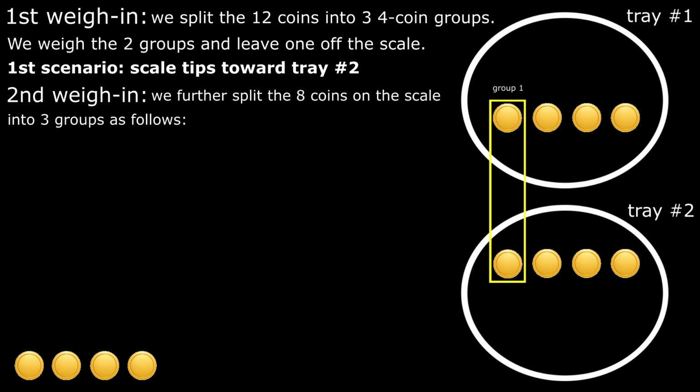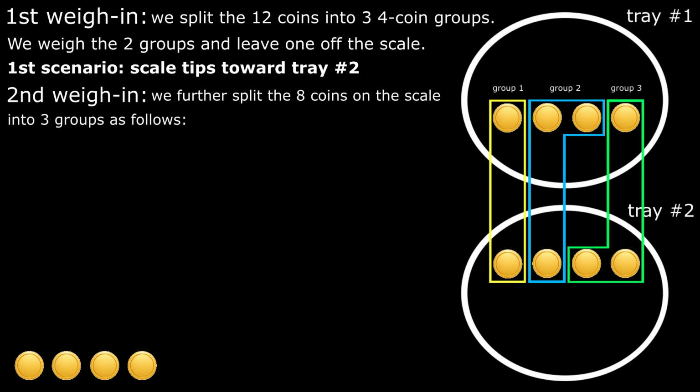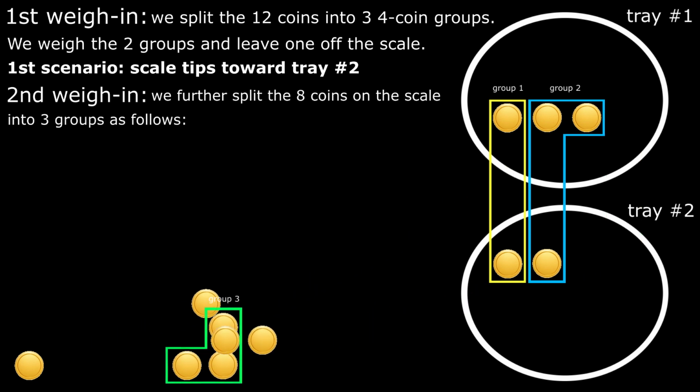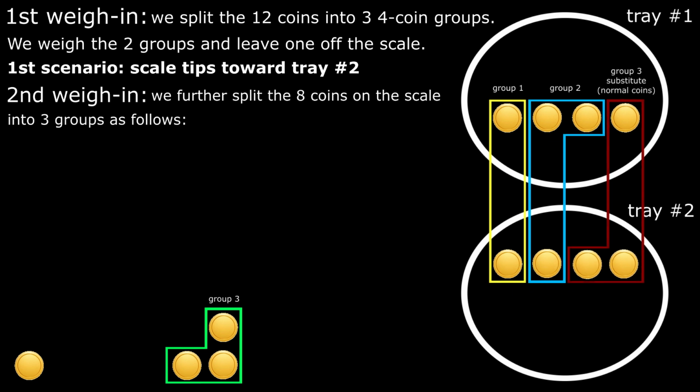In group 2, we form it as follows. 2 coins are on scale 1 and 1 coin is on scale 2, as you see here. We leave this group alone, we don't touch it. Now group 3 is the opposite of group 2. 1 coin is on scale 1 and 2 coins are on scale 2. But we take this group off the scale and we replace it with 3 normal coins from the third 4 coin group. So now we're ready to weigh the coins a second time.